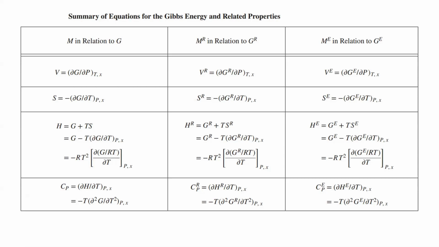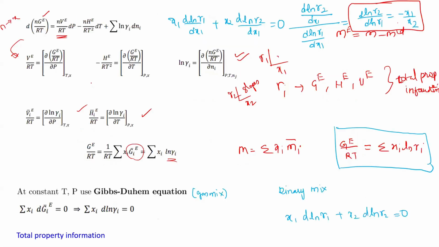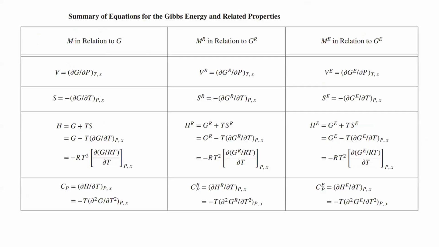Okay. Now, this is a summary for M and MR, which is the residual property for the gas mixture, not only mixture, pure gas also. And this excess energy is for the liquids. And you all know how this is expressed. And just now we have seen this thing, right? So V by RT and H by RT square.